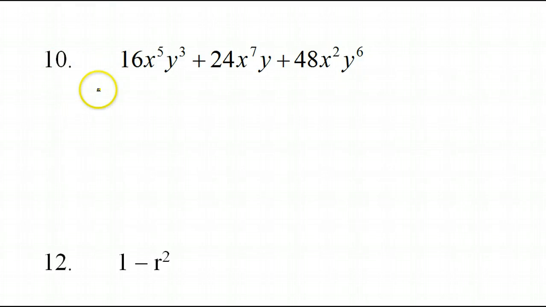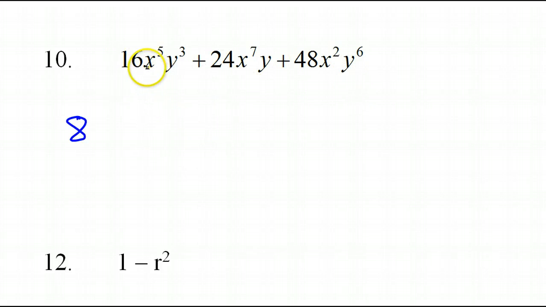Number 10. Bam. What's common? When I look at 8, when I look at 16, I think 8. I look at 24, I think 8. I look at the 48, I think, 6 times 8 is 48. I'm seeing a lot of 8s going on. So I'm thinking 8 is the GCF here. So let's run with that. If I chose wrong, there will be a common factor still on the inside.